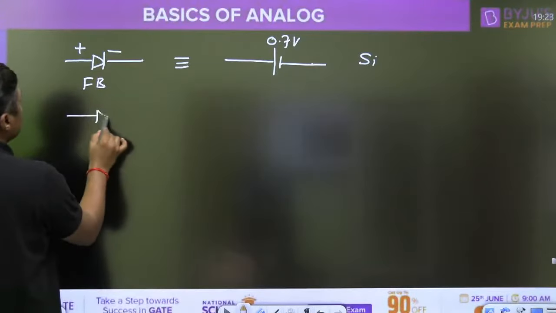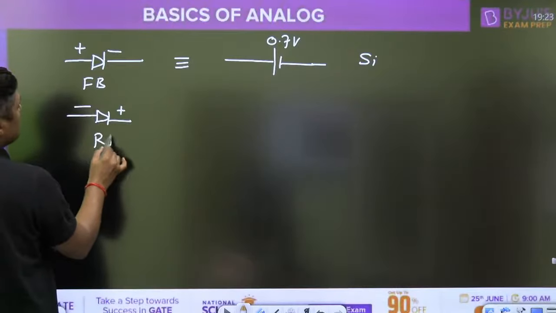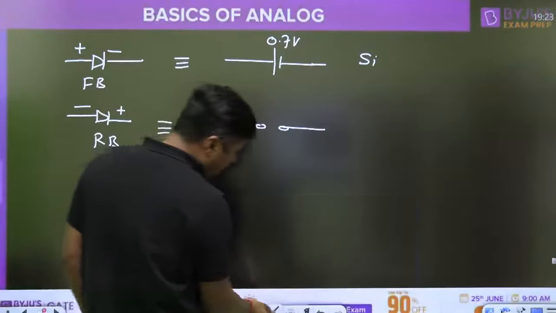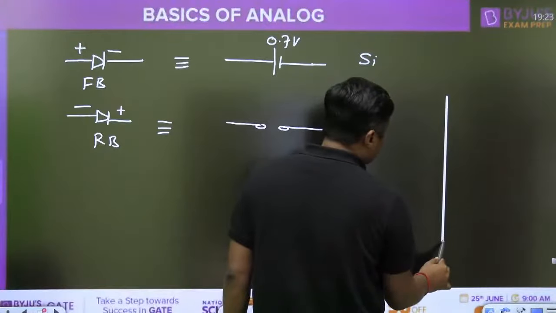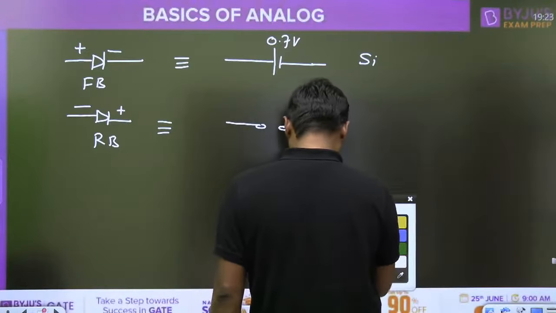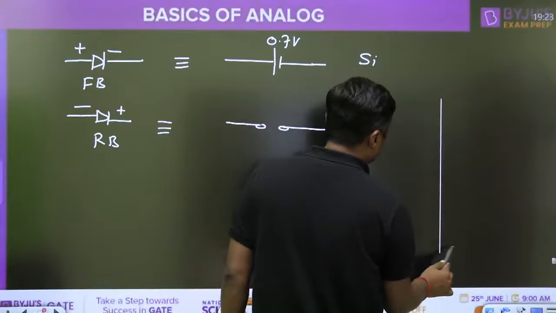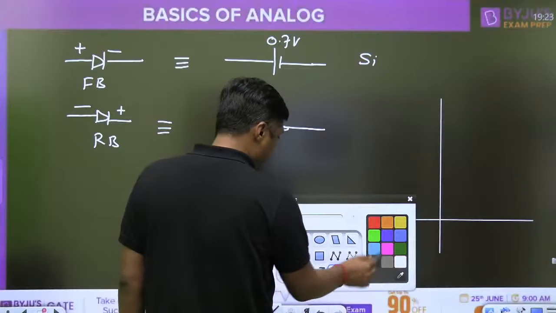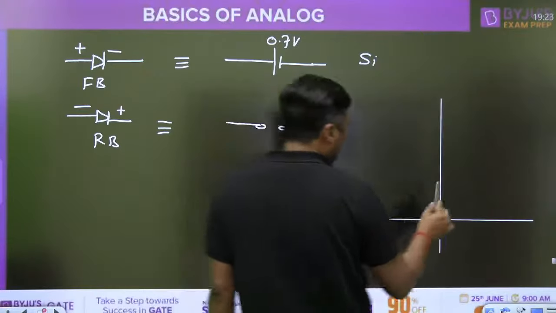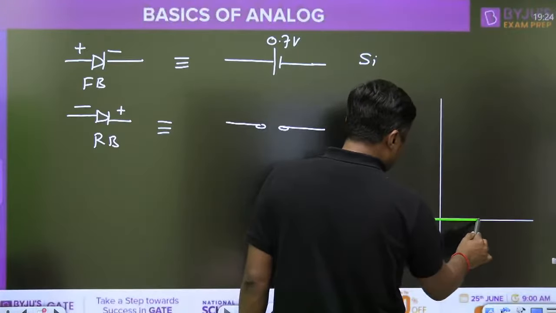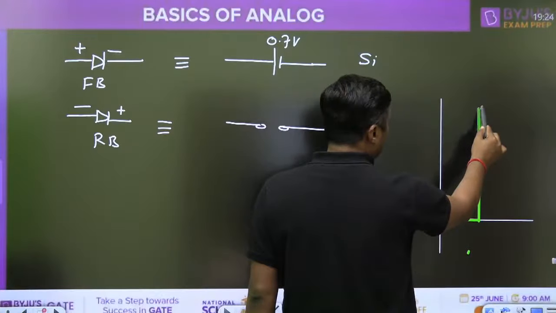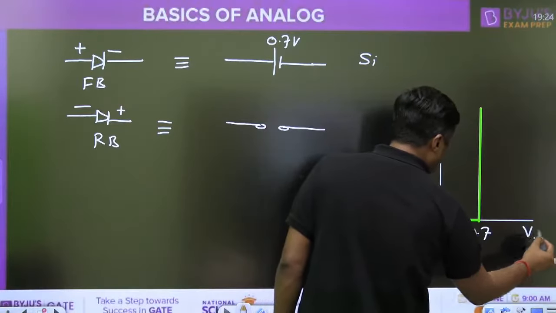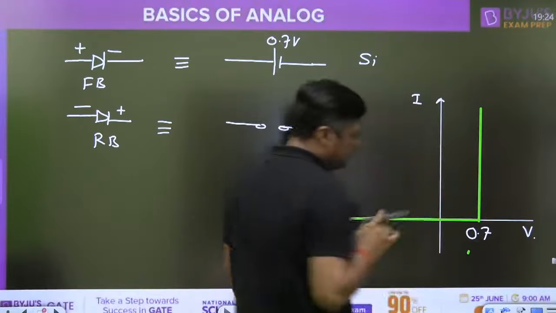Or under reverse bias condition, this is called reverse bias. Again, it will act as what? Open circuit. Sometimes this type of diagram will be given in the question. Then what is the meaning of this? This has this type of characteristics. Up to 0.7 zero current, and after 0.7 the current will increase, but the drop across the diode is fixed. That is the 0.7 volt. This is the drop across the diode, and that is the current I. Right? And that is the value.